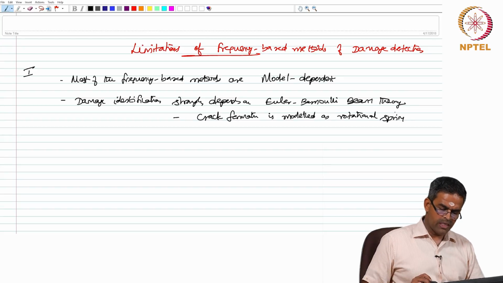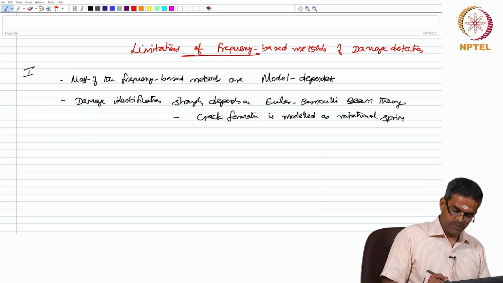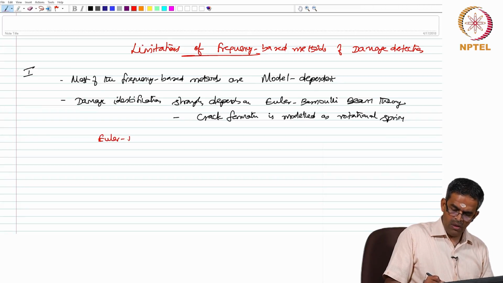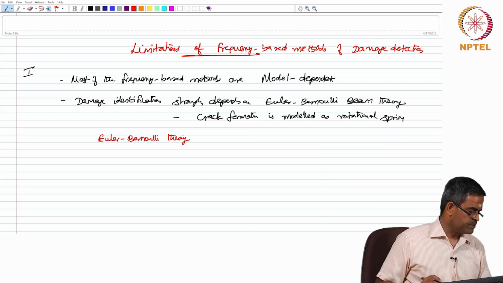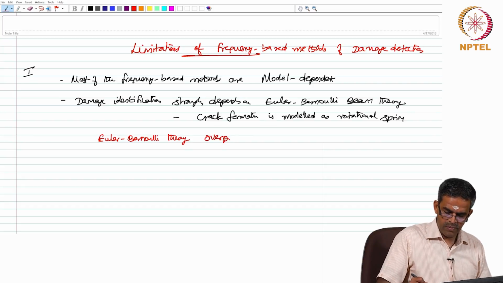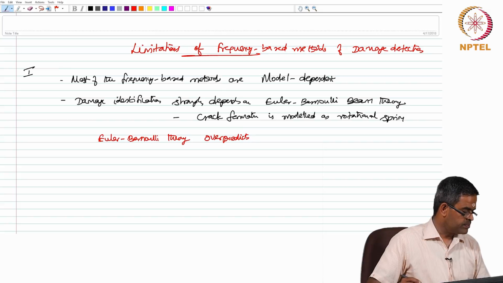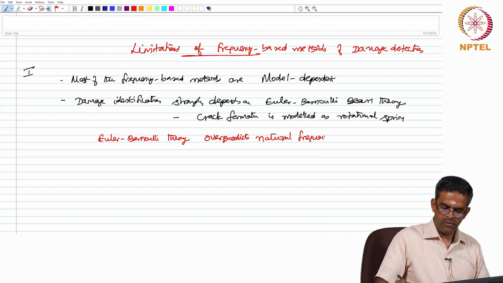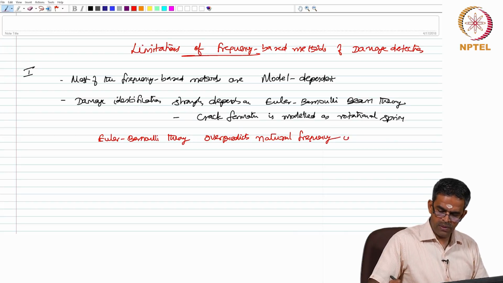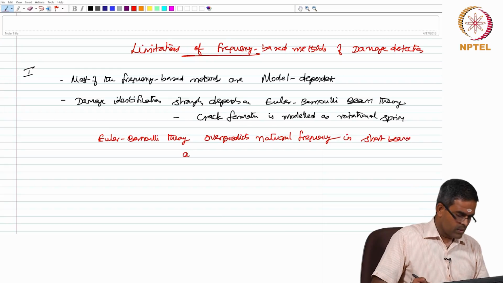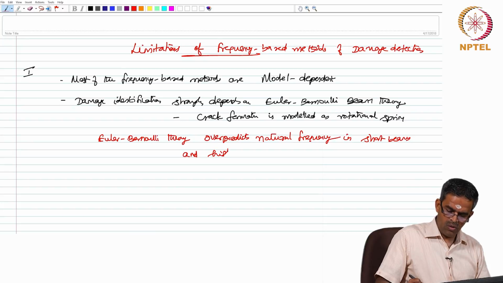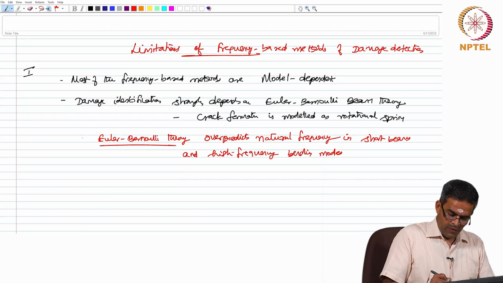Now, there are some limitations of this specific identification. Euler-Bernoulli beam theory over predicts natural frequency in short beams and also high frequency bending modes. That is the first one.